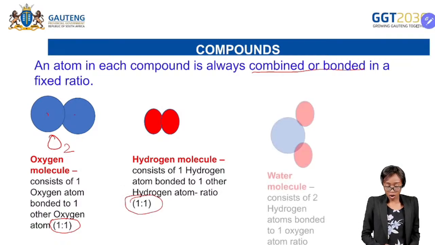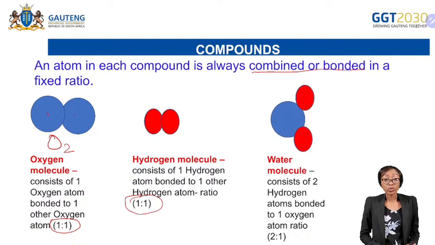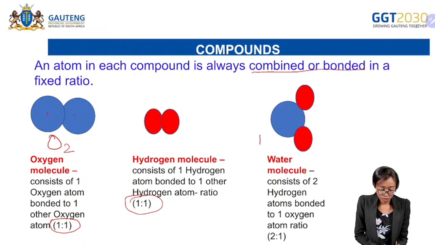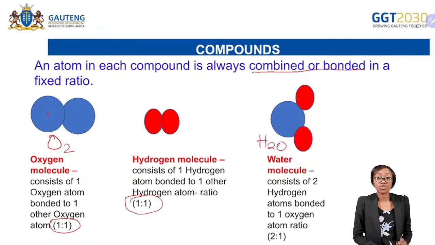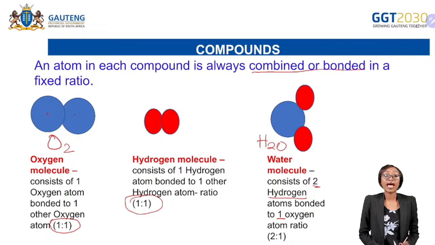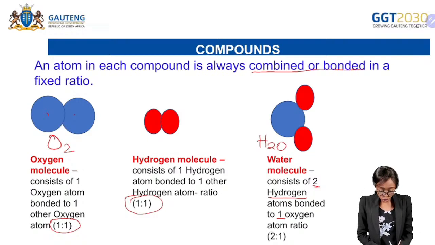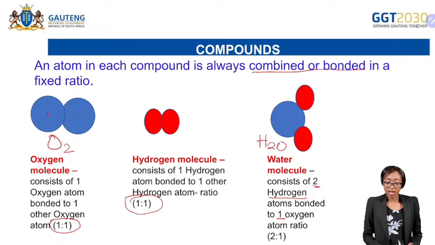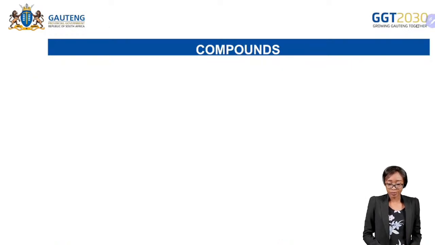Now let's look at our third example, the water molecule. As we all know, the chemical formula for the water molecule is H2O, meaning that we have 2 hydrogen atoms that are bonded to 1 oxygen atom. So when we write our ratio, we say 2, representing the 2 hydrogen atoms, is to 1, representing the 1 oxygen atom. So that is how we write the ratios.